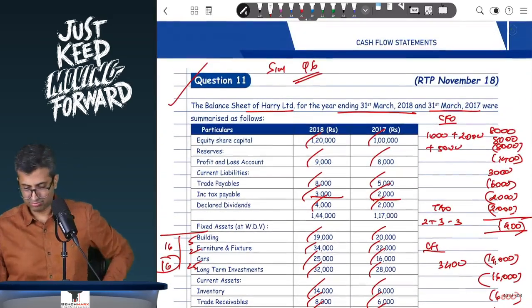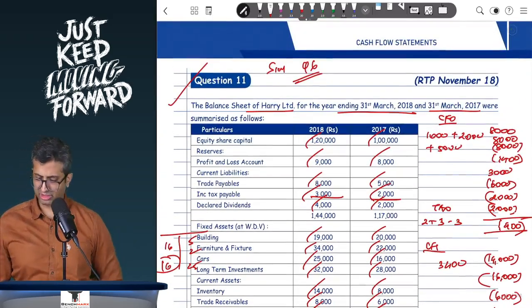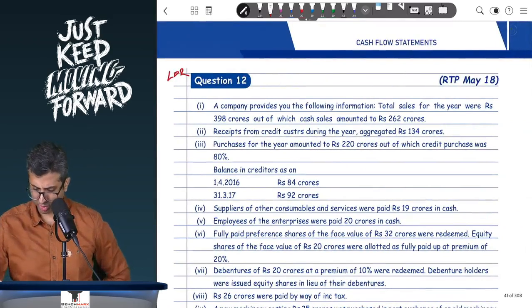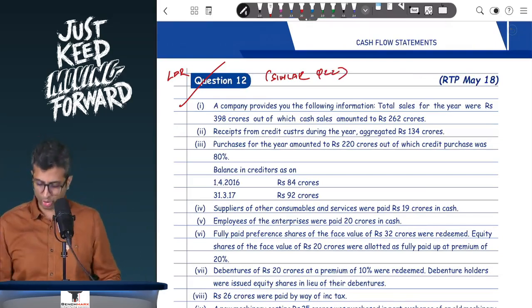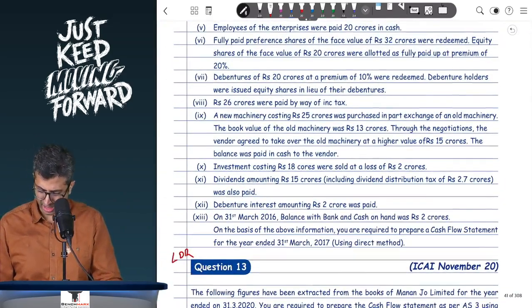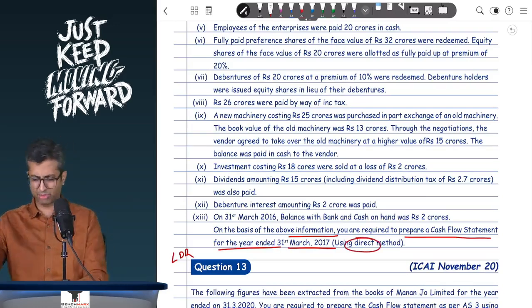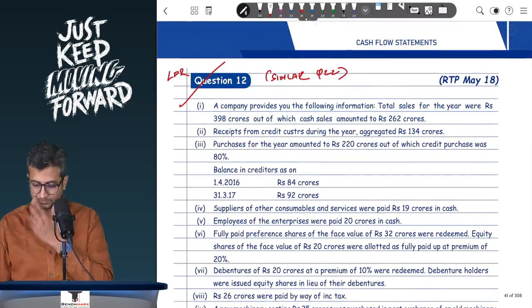तो ये कोई खास important नहीं है, but nevertheless that is question number 11. Question number 12 and a similar, I would say last में. You do question number 22, I believe, at the end is similar to this. So when you do 12, 22 automatically gets done. This is on direct method. On the basis of the above information, required to prepare cash flow statement for the year ended 31st March 17 using the direct method. Same problem, same data is there in 22.